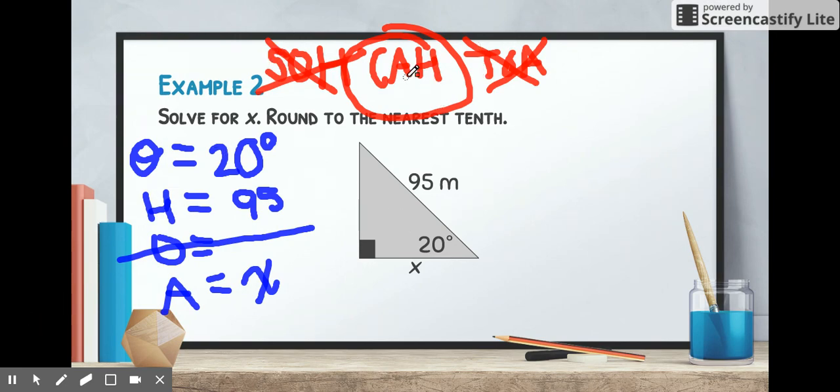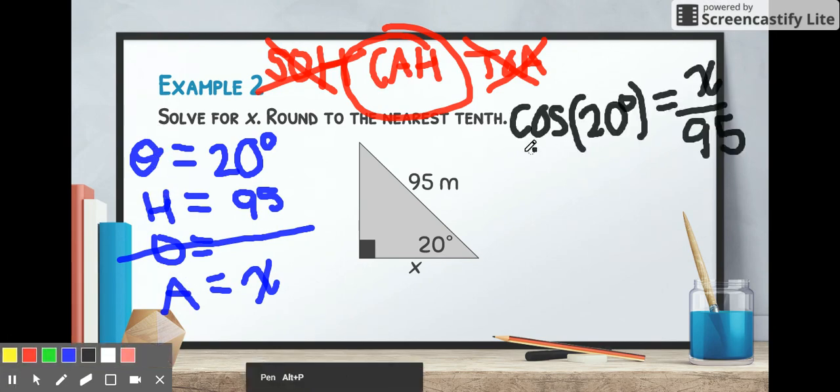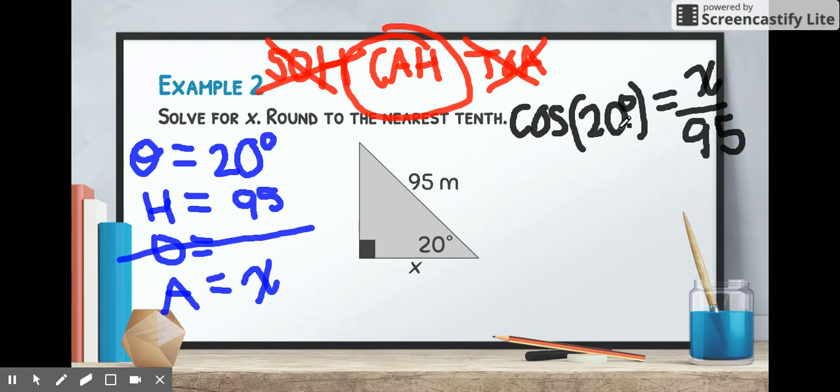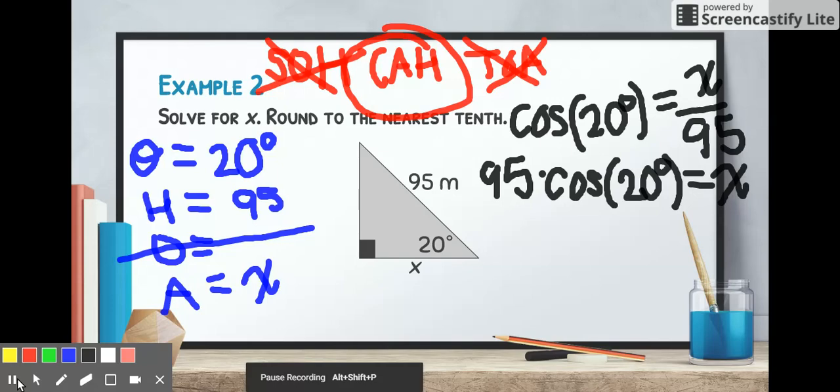So we're gonna use cosine and put in the information that we know to solve for x. So we know that we have cosine of our reference angle, 20 degrees. That's going to be the same number as x divided by 95. So to isolate our variable, we're just going to multiply both sides by 95, which leaves us with 95 times cosine of 20 degrees equals x.